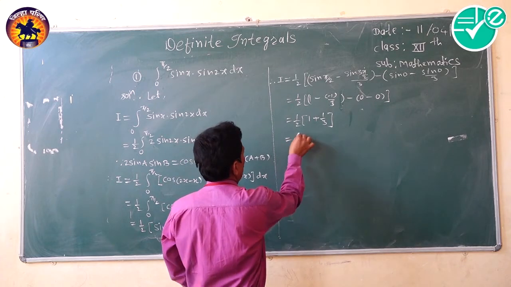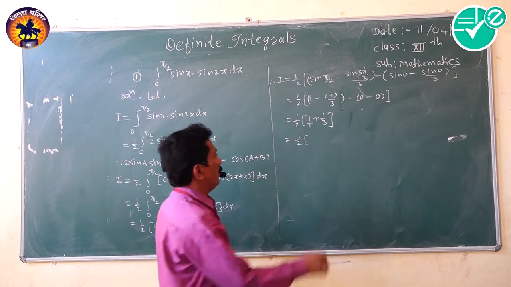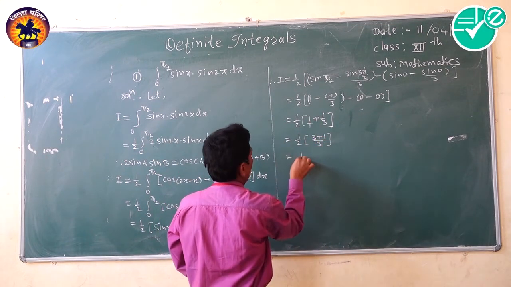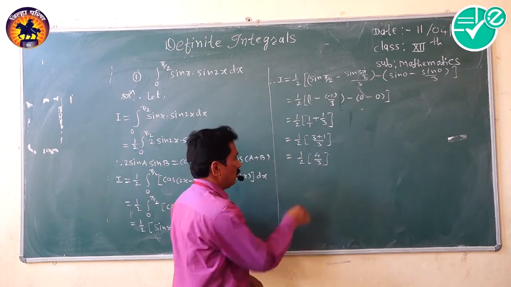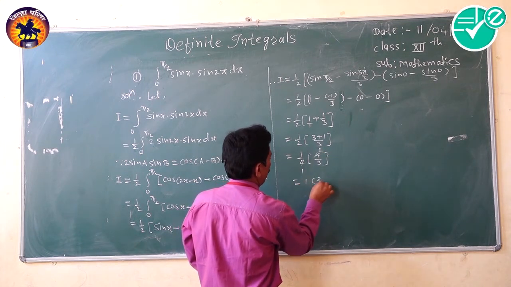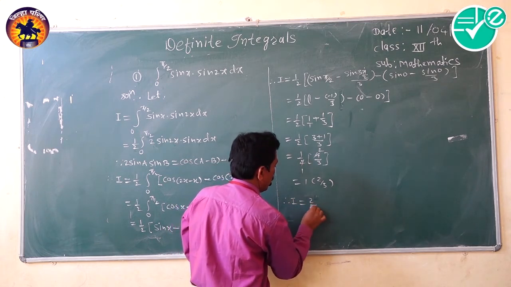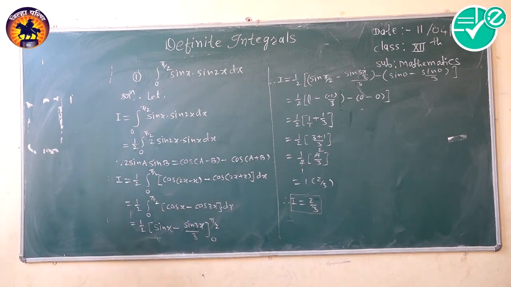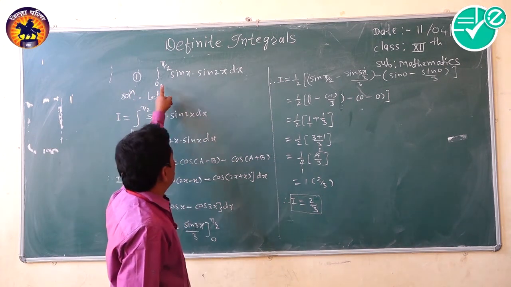This is equals to 1 by 2 as it is. Now here the denominator is 3: 3 into 1, 3, plus 1 by 3, is equals to 1 by 2 into 4 by 3. Cancelling this 2 with this 4, 2 ones are 2, 2 twos are 4, that is 1 into 2 by 3. Therefore, I is equals to 2 by 3. This is the final answer, a real number, which is the value of this integration.